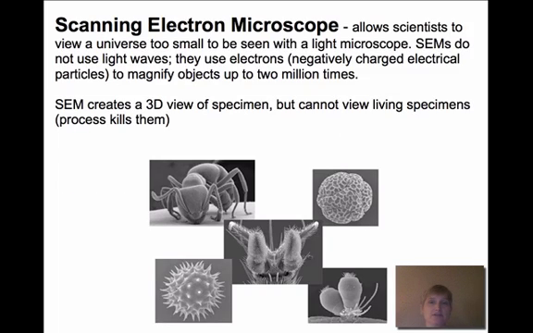Scanning electron microscopes are very high-powered microscopes. We don't have these in the school. They do have one of these at ASU, but these use electrons, and they can magnify objects up to about 2 million times. But unfortunately, they can't use living specimens because the process of using electrons kills them.